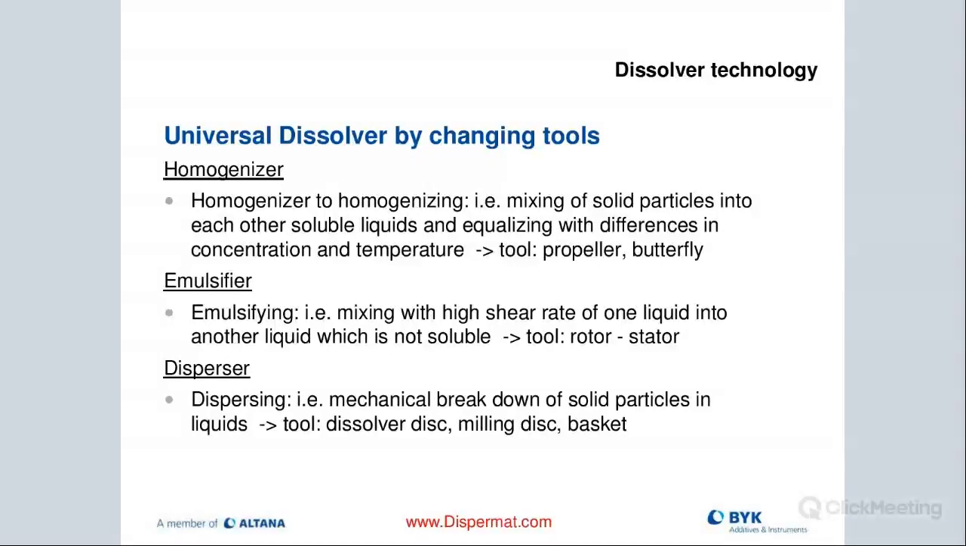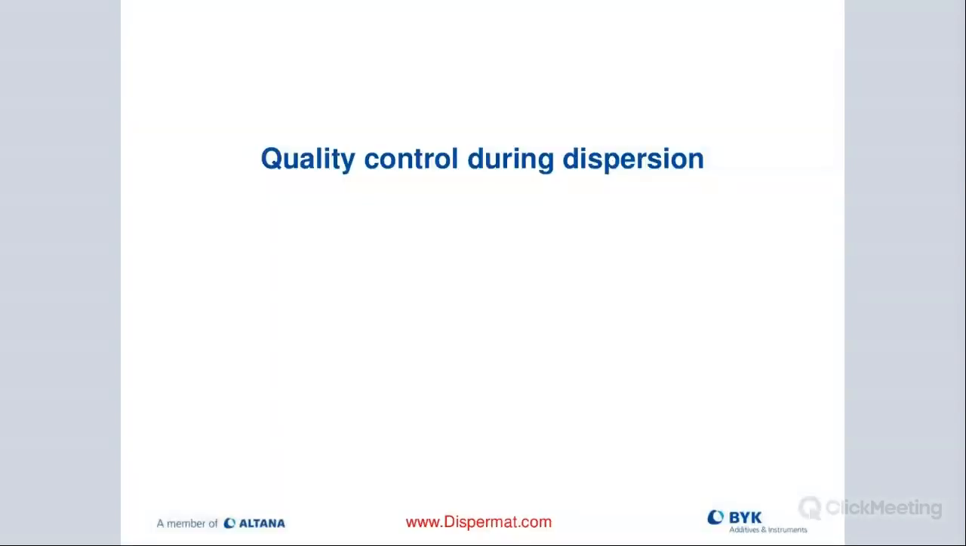So the dispersers can function as a standard disperser with the cowls blade or a media mill, also as an emulsifier by using a rotor stator attachment, or we can just simply use it as a mixing tool by putting on a propeller blade or a butterfly blade to properly homogenize our materials.